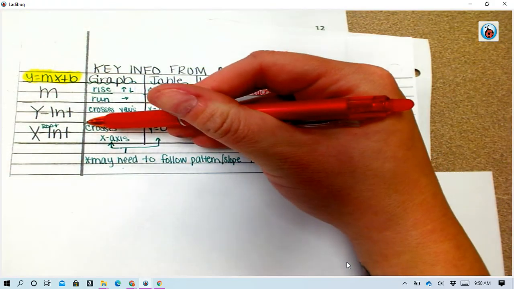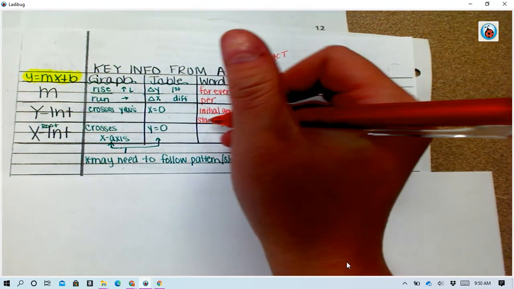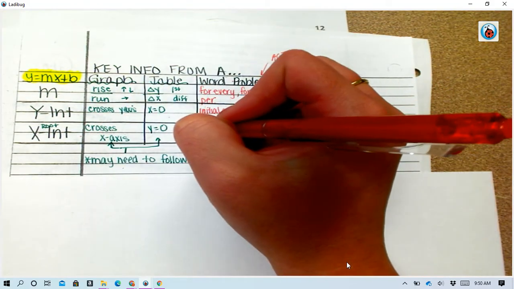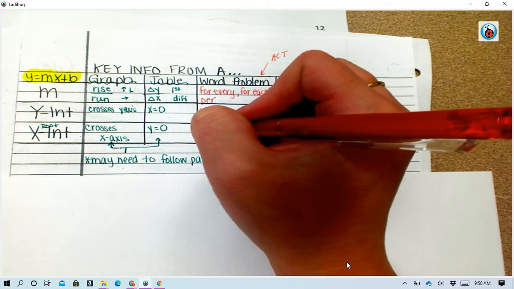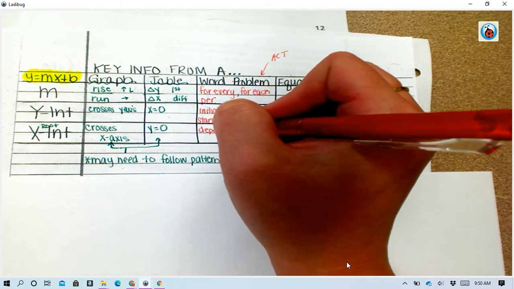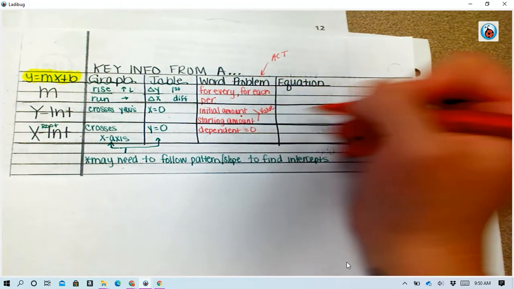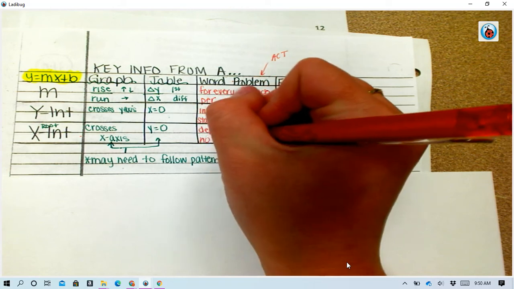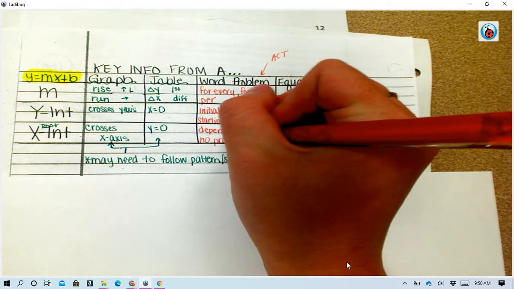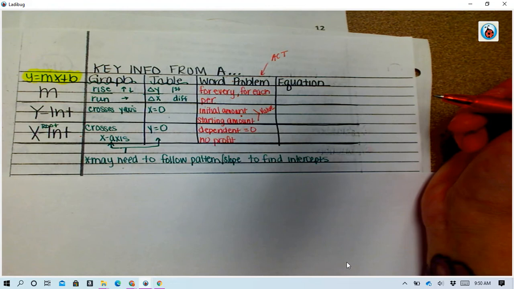An x-intercept is more hard to find sometimes. That's when you have a dependent variable where it equals 0. Or if a company brings in no profit. Okay.